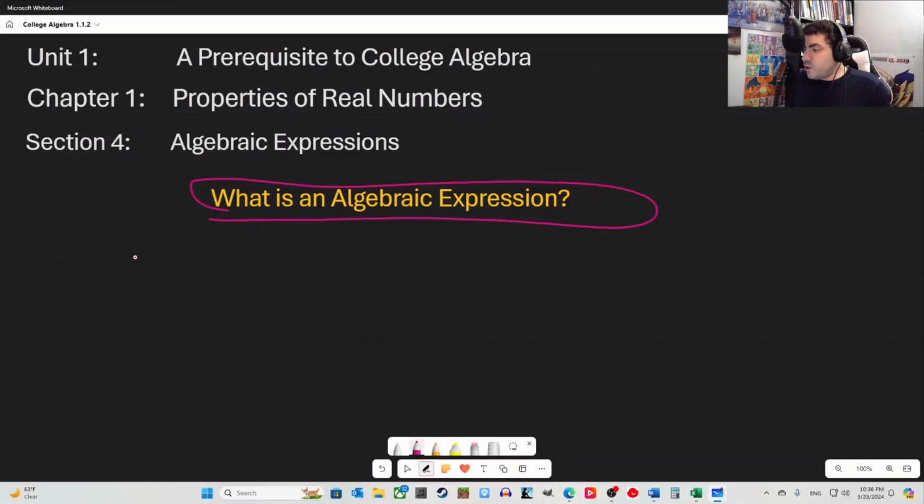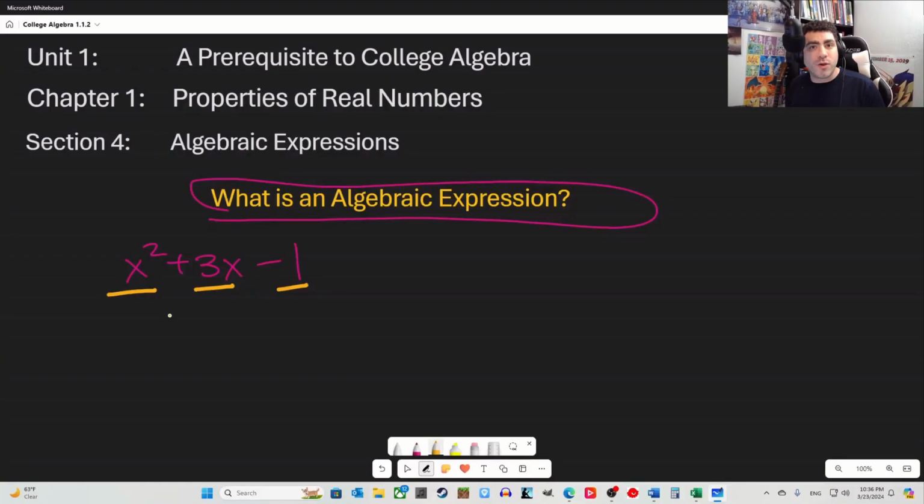So we would say, for example, we would have x squared plus 3x minus 1. That is an algebraic expression. We have 3 parts, just as this sentence here, what is an algebraic expression, has 5 words. This expression here has 3 parts: x squared, 3x, and negative 1. These are the 3 parts to this particular algebraic expression.